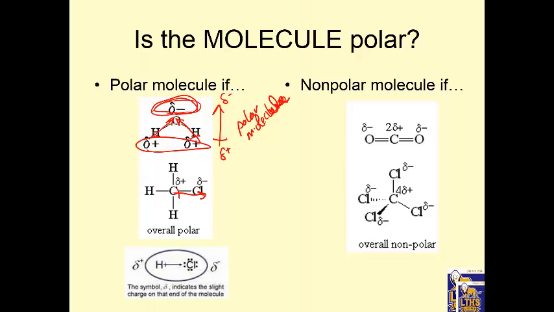So how could a molecule ever be nonpolar? Well, this has a polar bond between C and O, and the direction of the dipole arrow goes out.